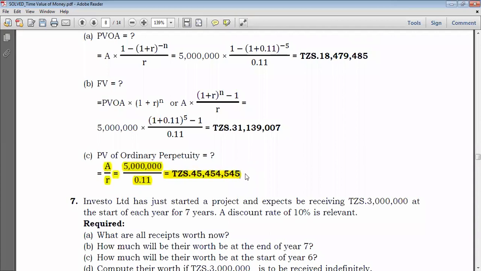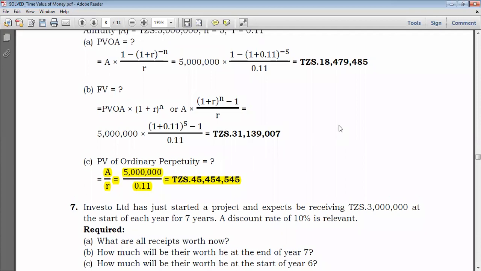So what does this mean? It means that if someone tells you to choose between being provided with 5 million at the end of each year in all your life, your sons and everyone, that means indefinitely, that will be the same as receiving 45,454,545 now. Instead of being given 5 million at the end of each year indefinitely, they can just give you 45,454,545 now, so that they no longer need to give you anything more. So this is all about ordinary perpetuity.